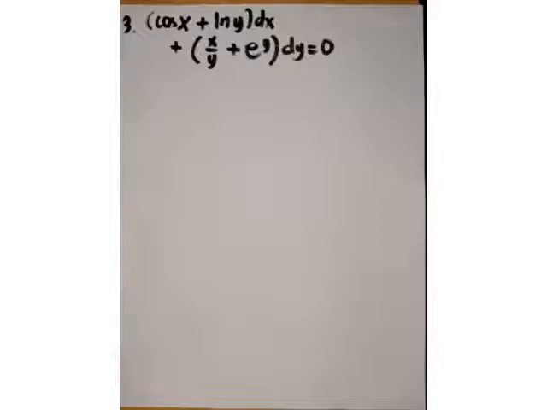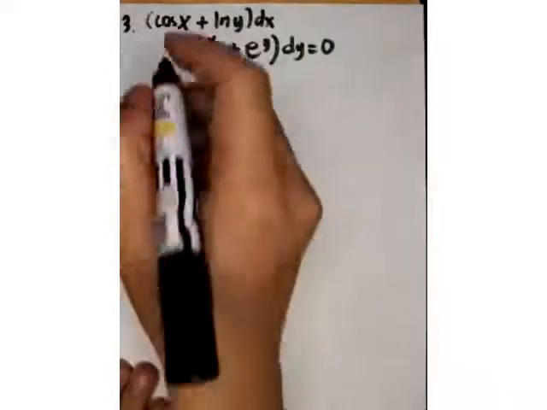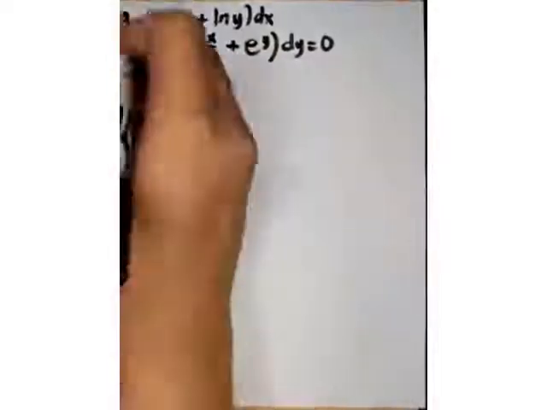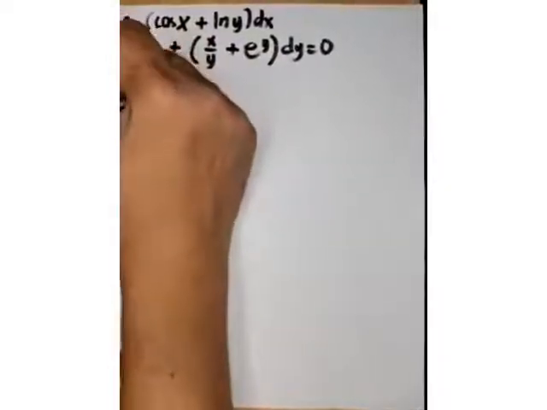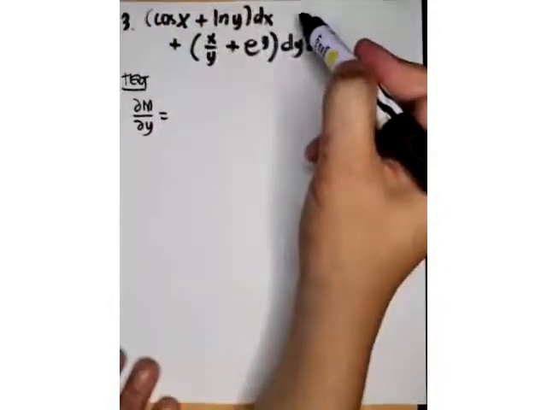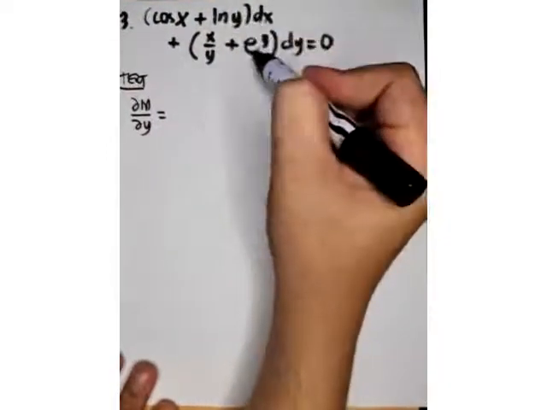Okay, so for this example, we are given exponential natural logarithm. So we are given the quantity cosine x plus ln of y dx plus quantity x over y plus e raised to y dy is equal to 0. Okay, so let's test for exactness. So the partial derivative of M with respect to y is equal to, so naka-transform na siya into the standard form. So that means this is M and this is N.